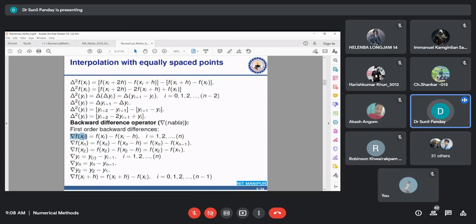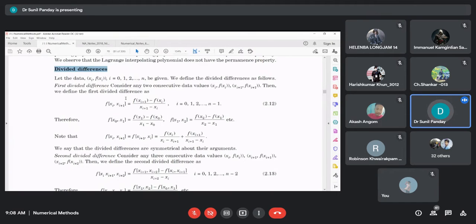And then backward, we have this nabla of f of xi. We write f of xi as it is, and then minus f of xi minus h. Again here h is the common difference between two consecutive values of xi. But now, we were dealing with equally spaced data, and now we are saying that our data is unequally spaced. So for unequally spaced data, how do we define our differences?